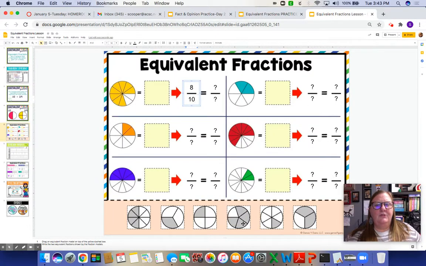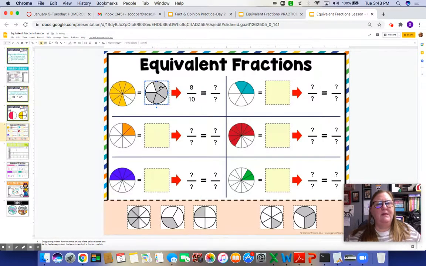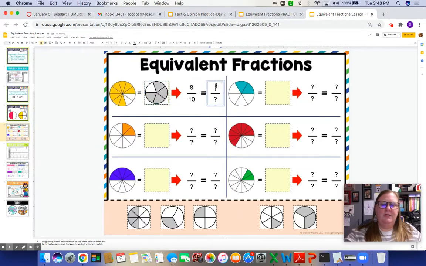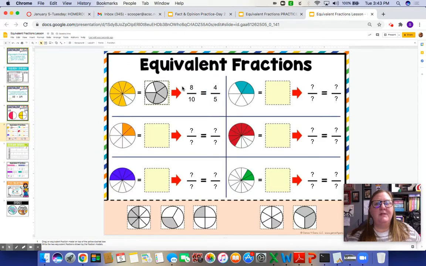And I'm going to teach you a little trick on how to figure out if they're equivalent. So on this one, there's 1, 2, 3, 4 shaded pieces, which goes in the numerator. The denominator is the bottom piece, which is 5. And you can always check to see if they're equivalent by doing this little trick. You cross multiply, so 10 times 4 would be 40. And 5 times 8 would be 40, so they are equivalent.